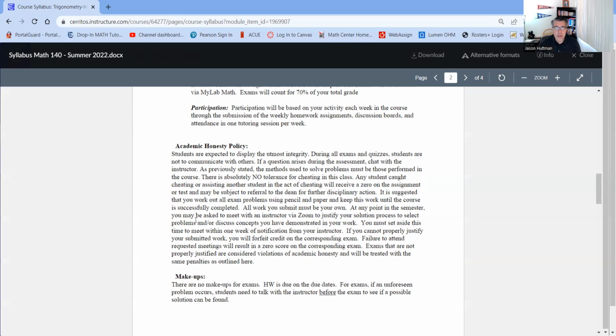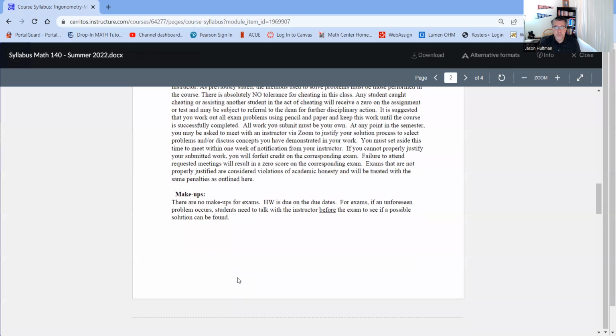At any point in the semester, you may be asked to meet with the instructor via Zoom to justify your solution process, to select problems and/or discuss concepts that you have demonstrated in your work. You must set aside this time to meet within 1 week of notification from your instructor. If you cannot properly justify your submitted work, you will forfeit credit on the corresponding exam. Failure to attend requested meetings will result in a 0 score on the corresponding exam.